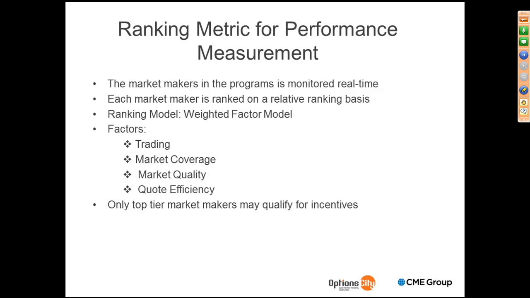So these are all kinds of different factors in the performance metric by which a market maker is measured. And if the ranking is between 1 and 10, then the incentives are provided. So with that, I think I gave an introduction and the basics to agricultural options and electronic market making, and I hand it over to Patrick here.